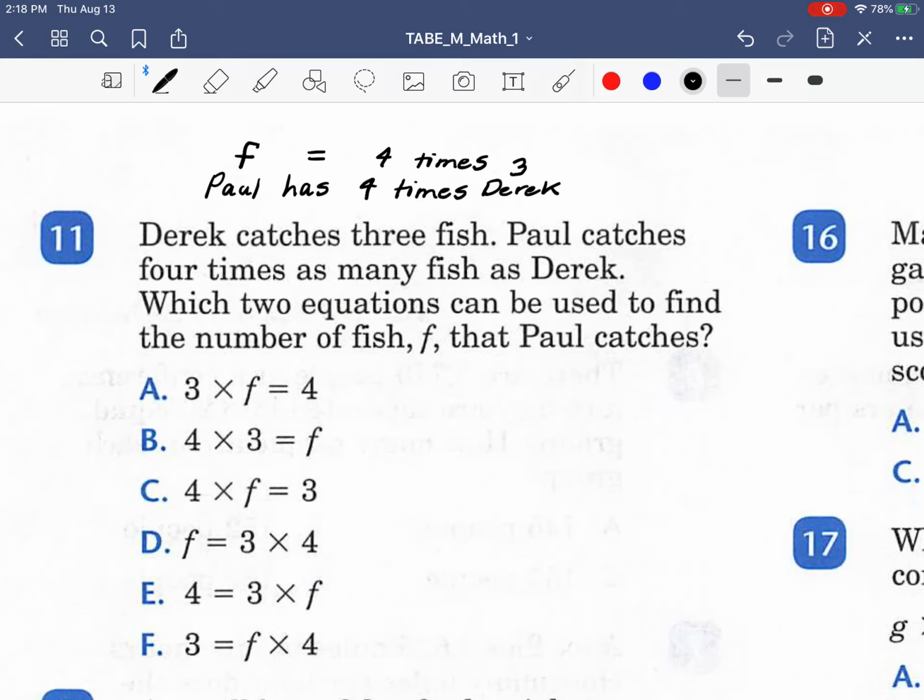Which 2 equations can be used to find the number of fish that Paul catches? Well, one of them is right here, because that's exactly what I have. F equals 4 times 3. The other one is right here. F equals 3 times 4, because I can reverse the 3 and the 4 and not change the products. So the answers to number 11 are B and D.